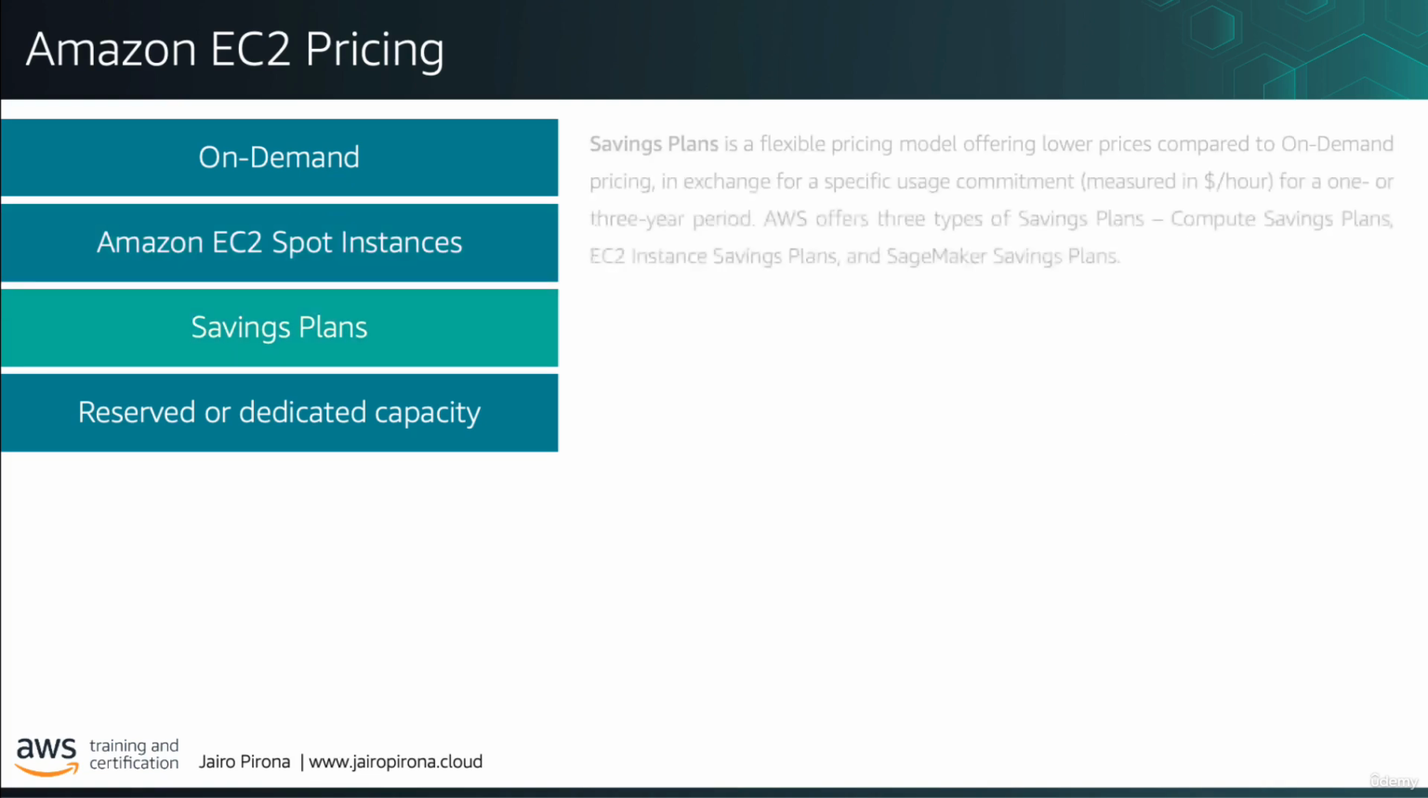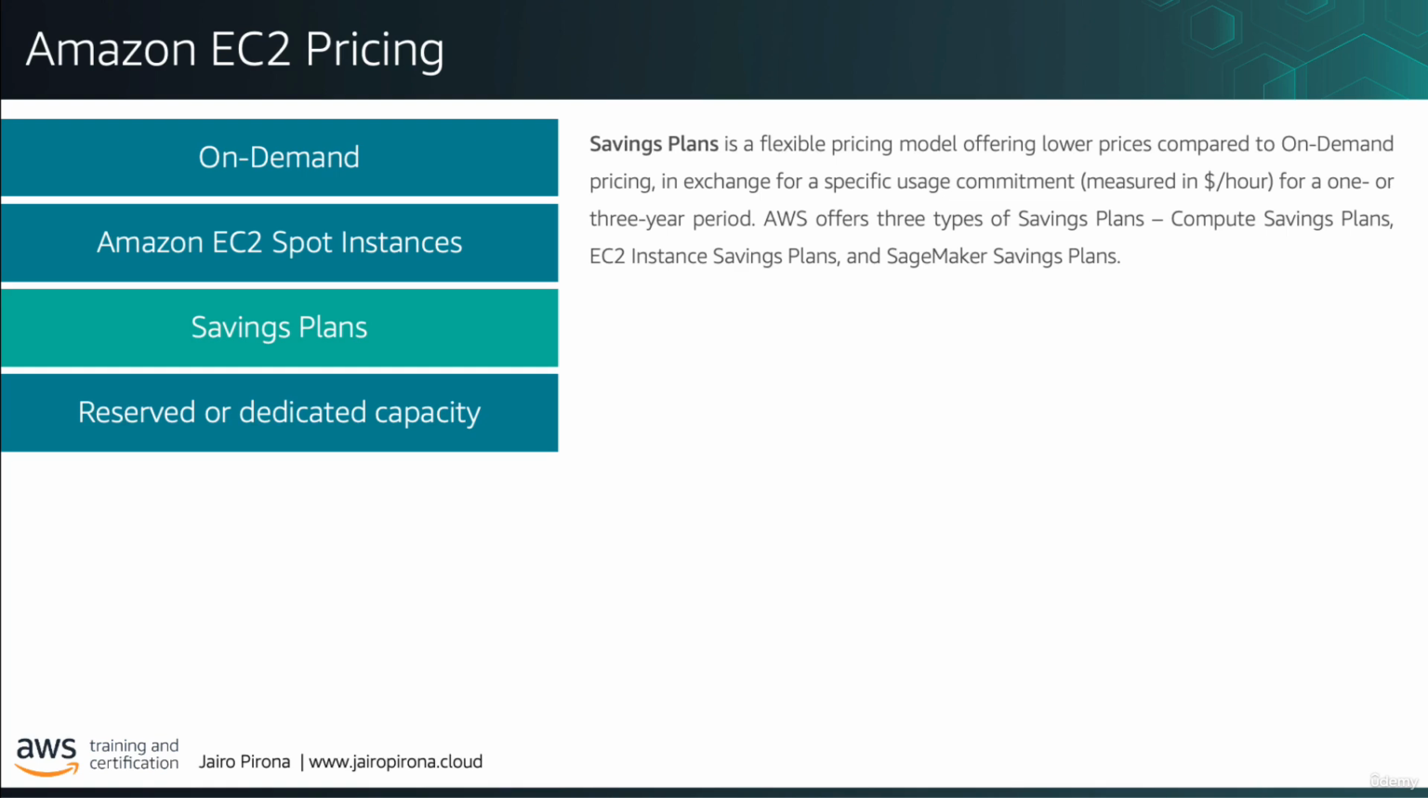With respect to the savings plans pricing model, here you can reduce your bill by up to 72% compared to on-demand pricing in exchange for a commitment to consistent usage over a 1 or 3 year term. So, here you only have to commit to constant usage, measured in dollars per hour. And for a better understanding, we should talk about the 3 types of savings plans offered by AWS.